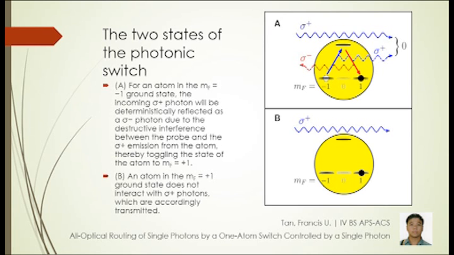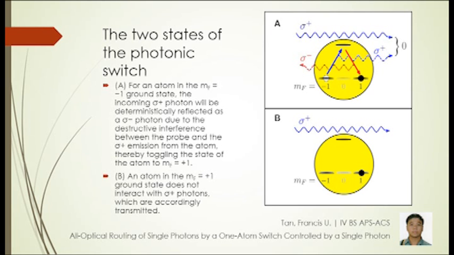The focus of this paper is the novel photonic switch. This consists of a rubidium atom positioned in one of two states. In the ground state, seen in figure A, we can define this as m sub f equals -1. When a photon moves from left to right, it is reflected by destructive interference with the photon emission from the rubidium atom. This interaction then changes the state of the rubidium atom.